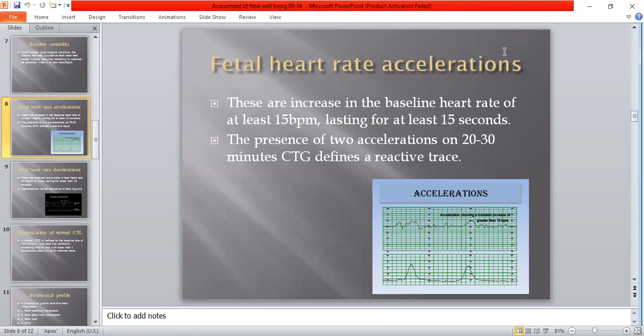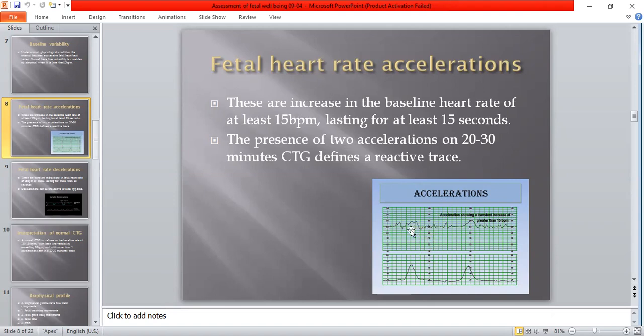Third main feature of CTG is fetal heart rate accelerations. These are increases in the baseline heart rate of at least 15 beats per minute, lasting for at least 15 seconds. This picture shows the fetal heart rate acceleration.